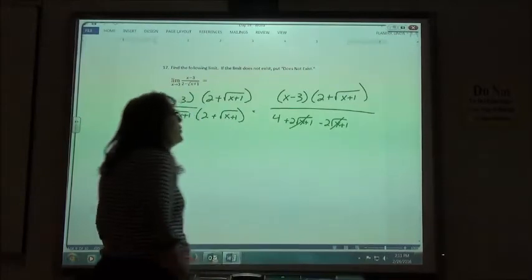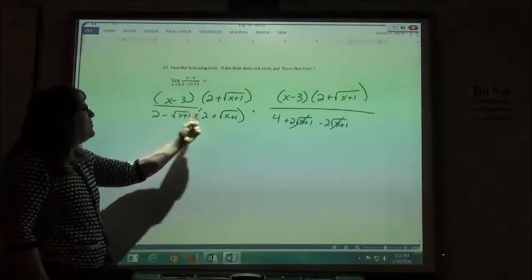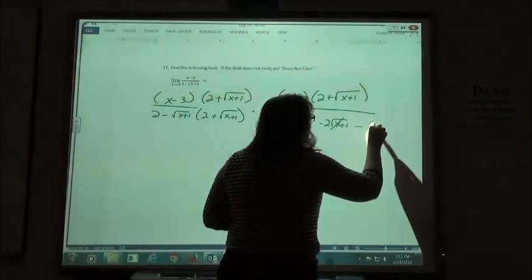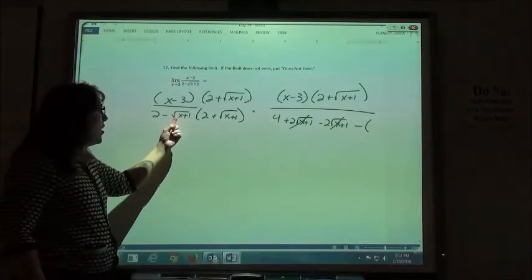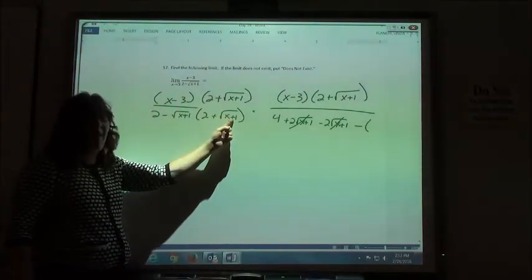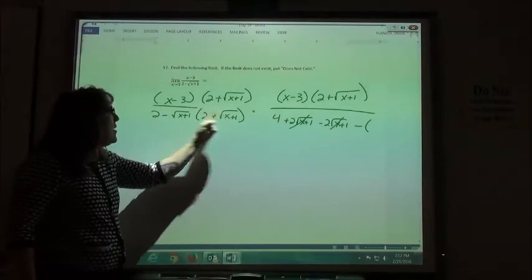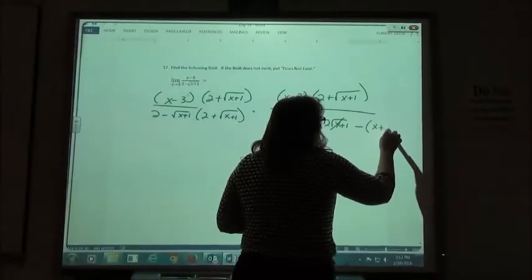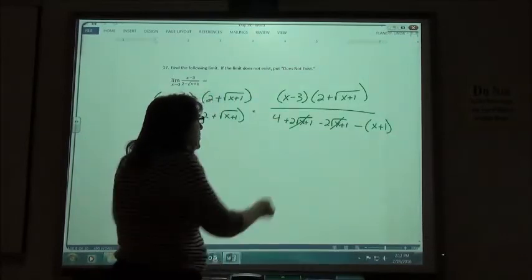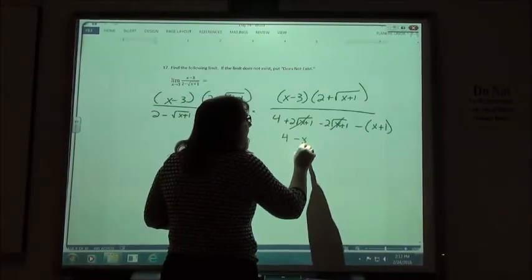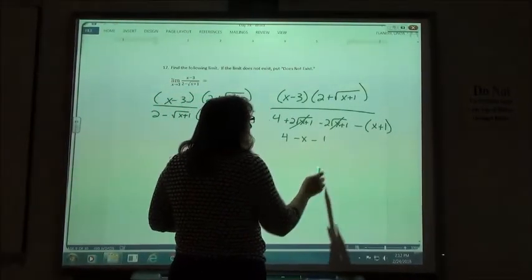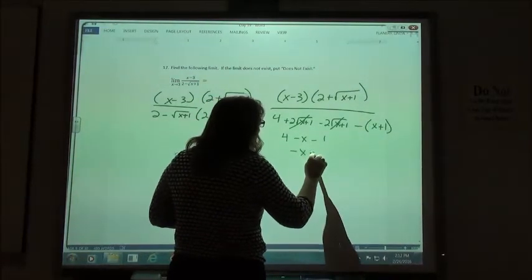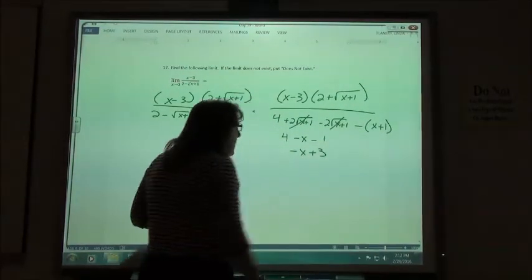Those are going to cancel. Here, a negative times a positive is a negative. And then when I take the square root of x plus 1 times the square root of x plus 1, that's squaring that, so I'm just going to get the x plus 1 that's underneath my square root. So I am going to have 4 minus x minus 1, which would be negative x plus 3.